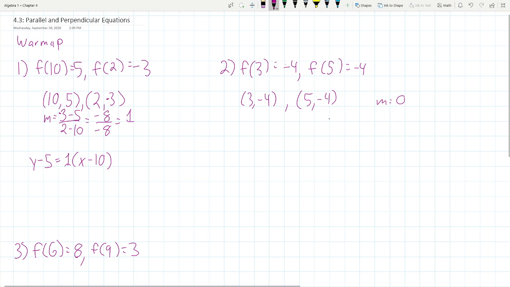And then I'm going to plug in a value. So I'm going to go y minus negative 4, it turns into a plus 4, equals my m, which is 0, times x minus 3, and this results in y plus 4 equaling 0. Okay.